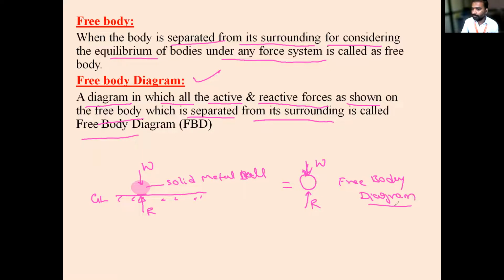Are you getting the free body and free body diagram? Yes, sir. Free body means I am only extracting that body. I am removing all the forces, only taking the body. The body is free from all the forces. Free body diagram means for that particular body, I am applying all the active and reactive forces. Active forces means its self weight and also external forces. Reactive means the normal reaction from the contact surfaces. Here the contact surface is what? The ground is the contact surface.